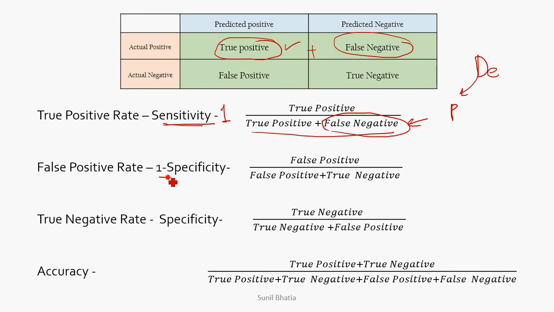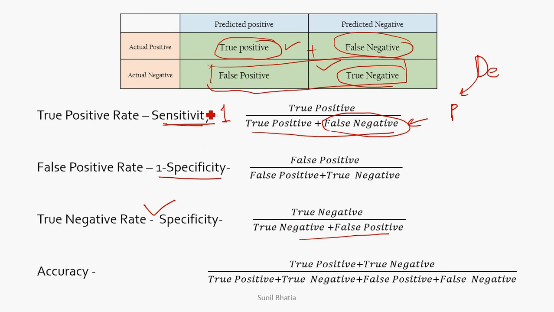The second is 1 minus specificity. So we'll look at the specificity first. The specificity is true negative divided by the true negative plus false positive. So what this is saying is how many negative label values we predicted correctly, divided by the total number of values which were actually negative.